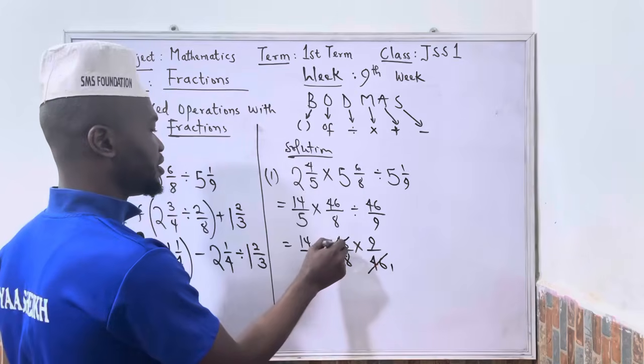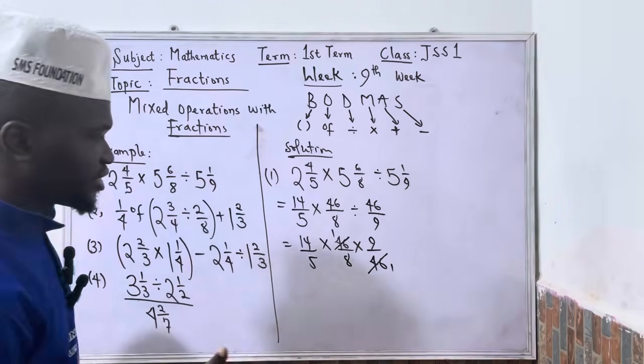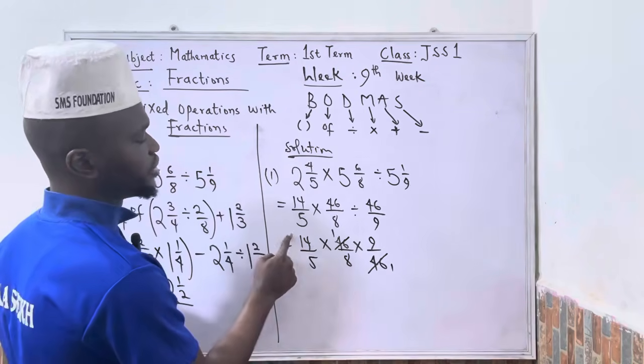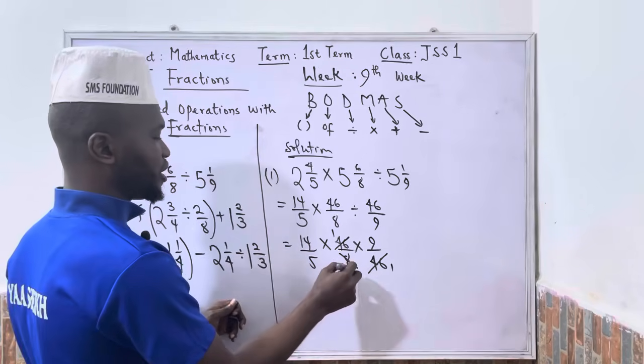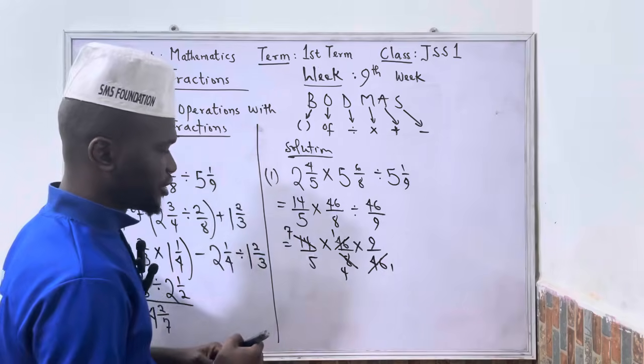This one, this one. So, you still look around and see things that can cancel out. So, I can cancel this and this, because 2 can go in this and 2 can go in this. 2 in 8, that will give me 4. 2 in 14, that will give me 7.